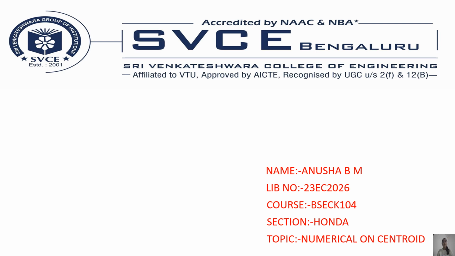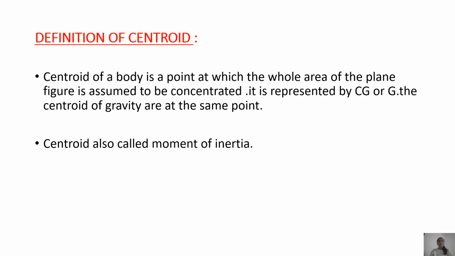Now I am going to give a small presentation about centroid. Definition of centroid: the centroid of a body is a point at which the whole area of the plane figure is assumed to be concentrated. It is represented by CG or G, the centre of gravity at the same point. Centroid is also called as moment of inertia.